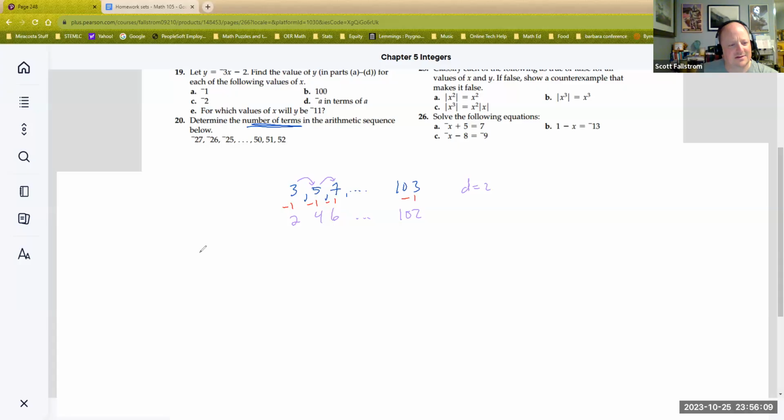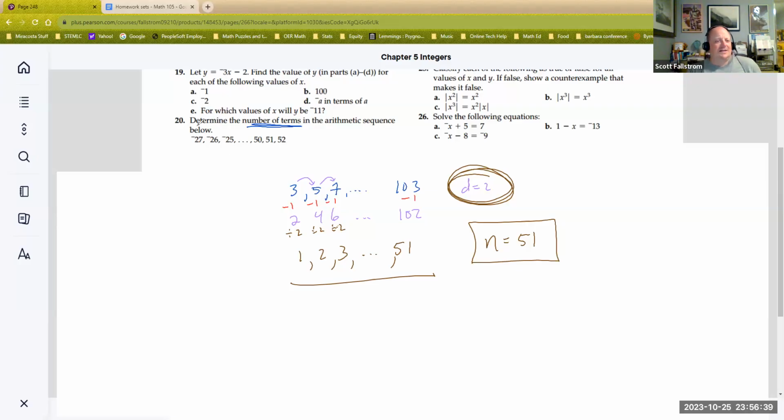And then lastly, I divide by that common difference. When I divide by 2, I get 1. When I divide by 2, I get 2. When I divide by 2, I get 3, dot, dot, dot. When I divide by 2 out here, I get 51. And that sequence at the end is in order. So I could tell you that the number of terms in the sequence was 51.